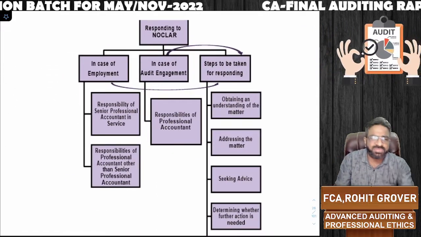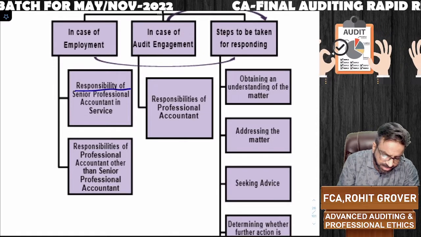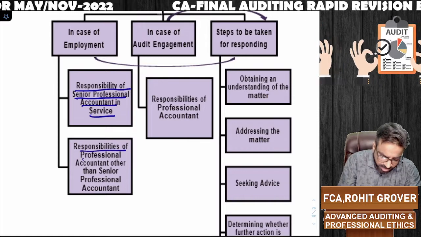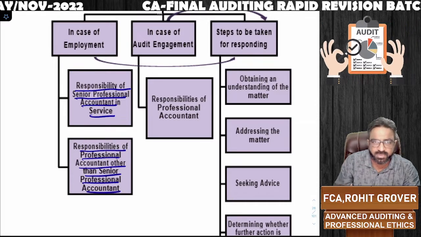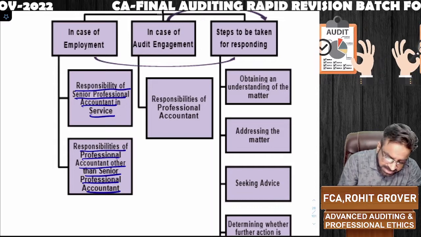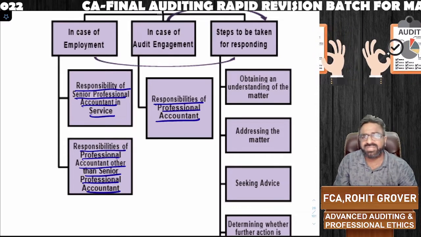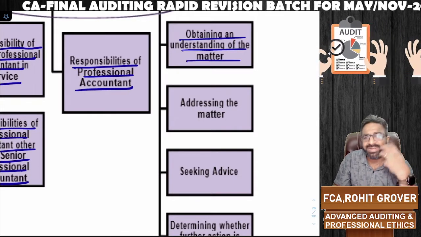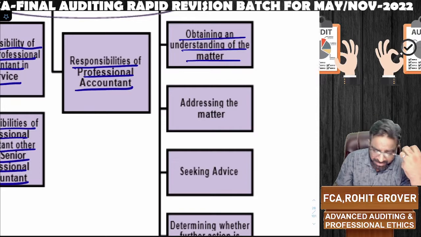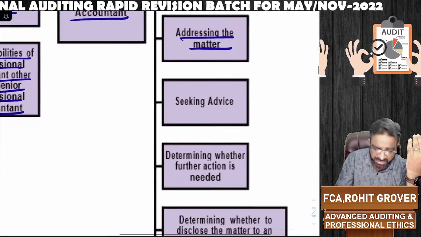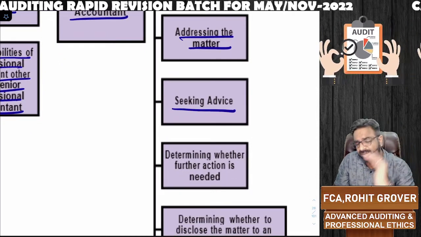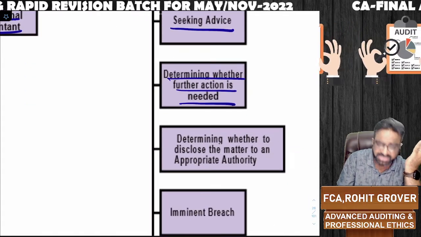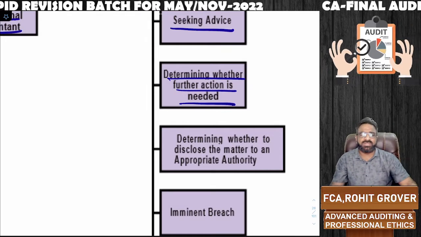So how do you have to respond to NOCLAR in case of employment? Responsibility is of the senior professional accountant in service, and also it is a responsibility on those professional accountants other than the senior professional accountant. In case of audit engagement, it is a responsibility of the professional accountant. What are the steps to be taken for responding? First of all, obtain an understanding of the matter. Try to acquire knowledge of that NOCLAR. Then address the matter. Then seek advice. If you think that you are not expert enough to comment upon that, seek advice. Then determine whether further action is needed or not.